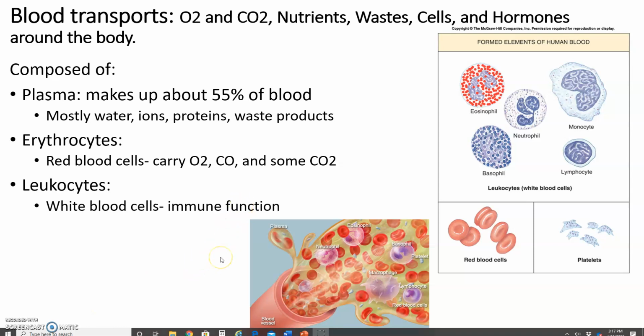And then leukocytes, which are also what we call white blood cells, and they mostly function in our immune system. The last formed element in blood are what we call platelets. Platelets are small, and we will see some of those in the blood slides that we view, but their main function is in clotting.